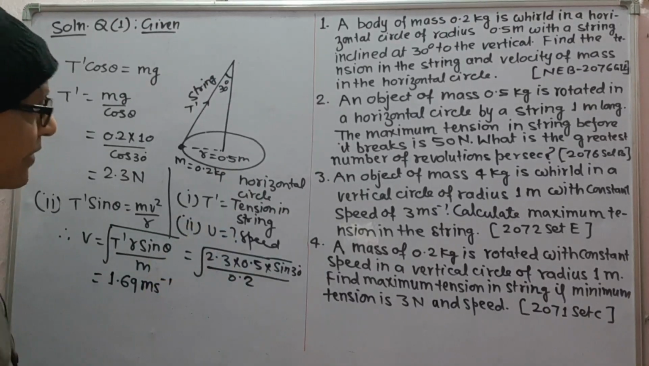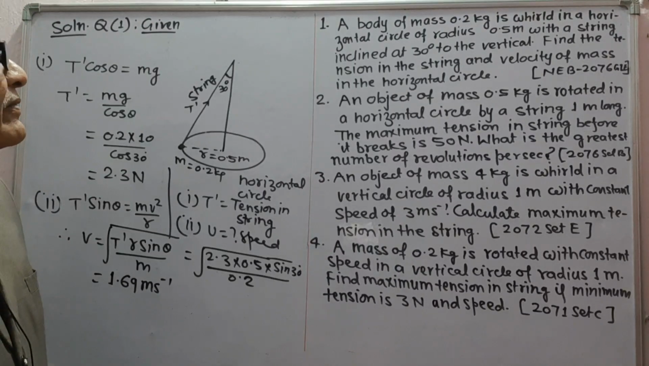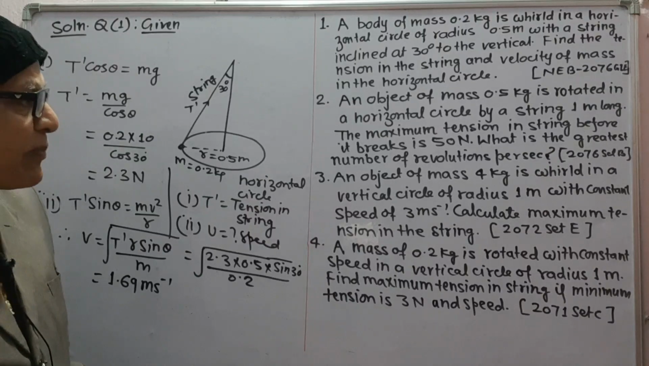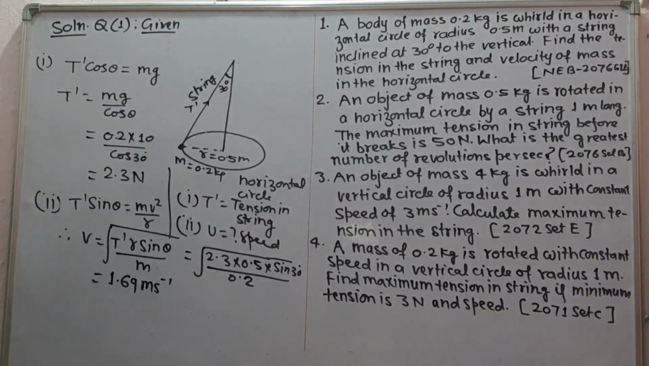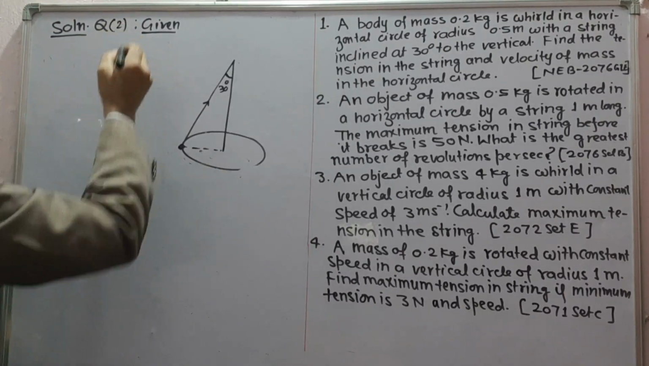Now question number 2. The question is, an object of mass 0.5 kg is rotated in horizontal circle by a string 1 meter long. Calculate the tension in the string before it breaks. The tension in the string before it breaks is 50 Newton. What is the greatest number of revolutions per second? Solution to question number 2.